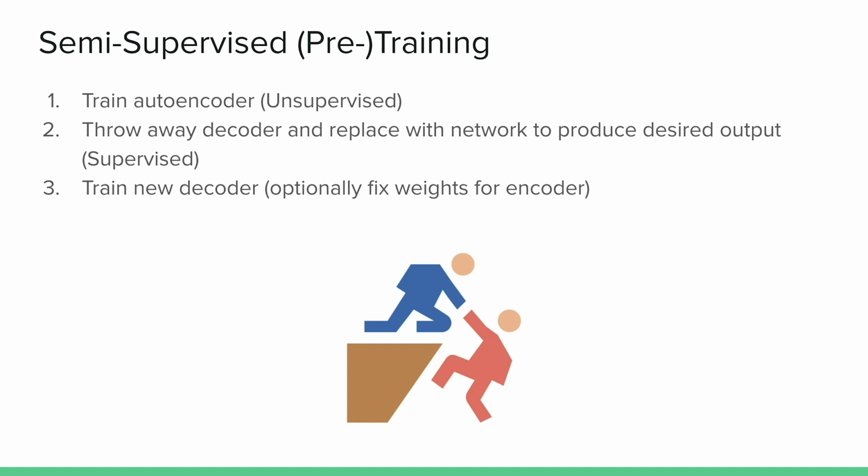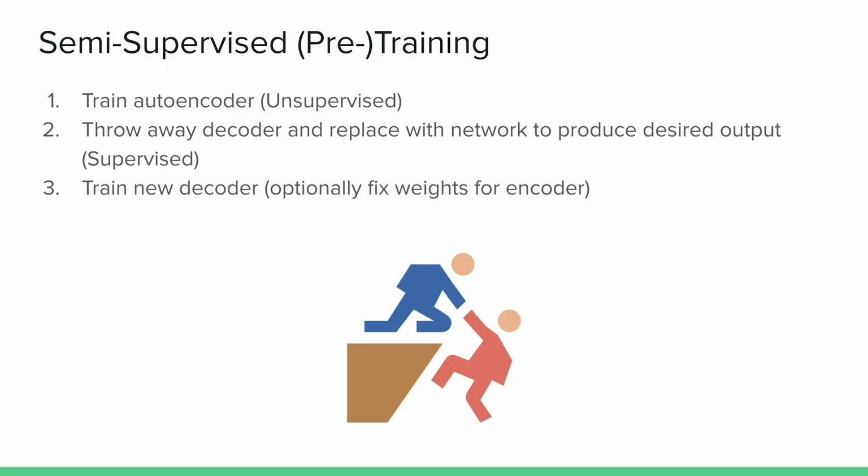We can use it for semi-supervised pre-training, where we train an autoencoder in an unsupervised way, because when we just train an autoencoder, we just need inputs. We don't need any target labels. So we can pre-train, even for image classification, we can train such an autoencoder for some time. And then we throw away the decoder and replace it with another network that produces our desired output. That then would be supervised. And we can optionally train this new decoder as well, or we can just throw it away entirely and just use the encoder for getting a good representation of our input features.